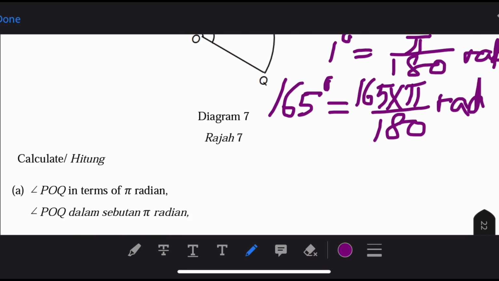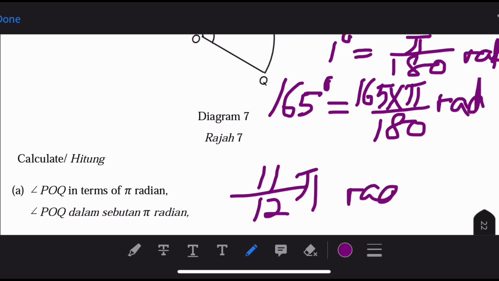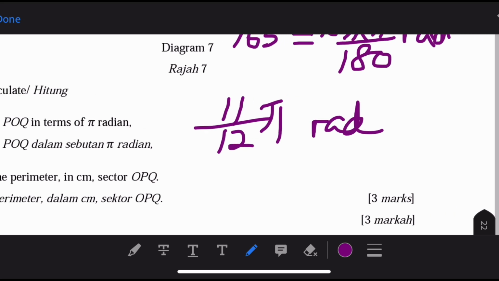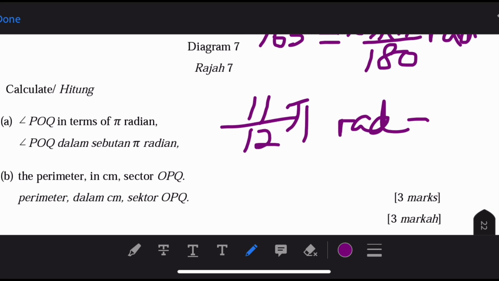So 165 degree times pi over 180. So you can press your calculator, 165 over 180, convert to fraction. So write your answer in fraction, 11 over 12 pi. Leave your answer in pi form. So you have to follow the instruction in terms of pi.